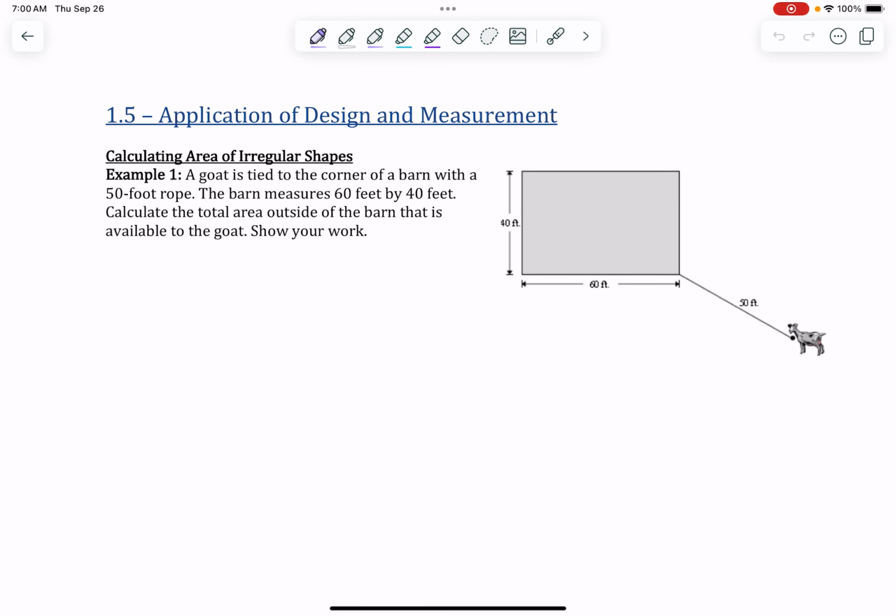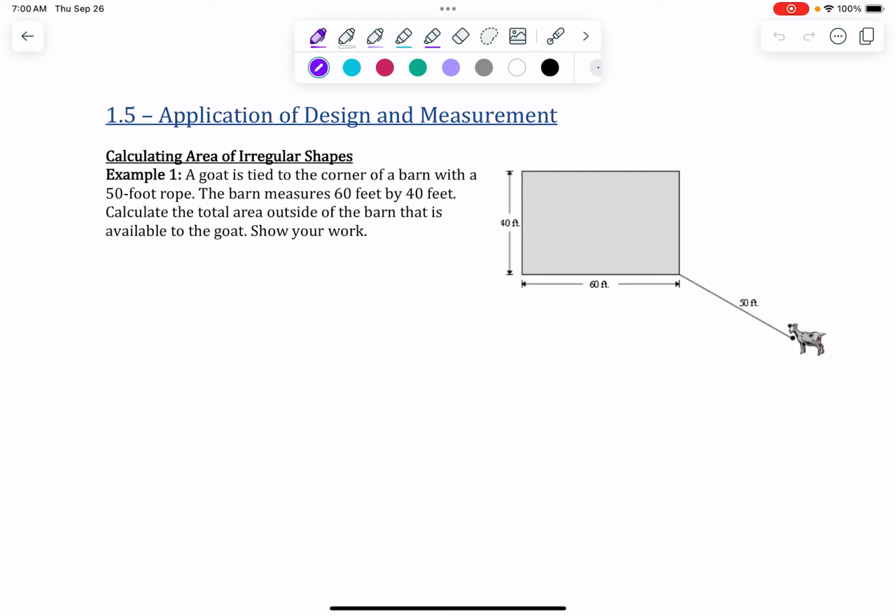Good morning. We're going to be talking about 1.5 application, design, and measurement, where we have some irregular word problems. All these word problems are going to be slightly different, but they all are going to use the skills that we've built up so far.